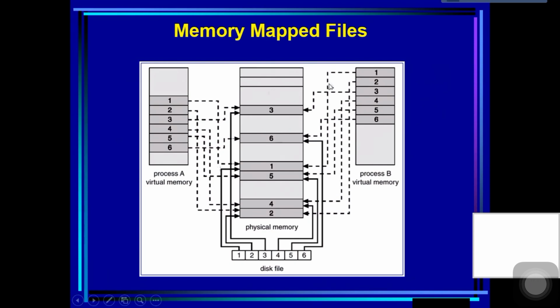In this, we can see process A, this is the process A virtual memory space. This is the process B virtual memory space. And you can see pages 1, 2, 3 till 6 are mapped to the same physical frame here. So process A and process B share the file, and this is the physical memory. This is the hard disk, and you can see they share the same file.